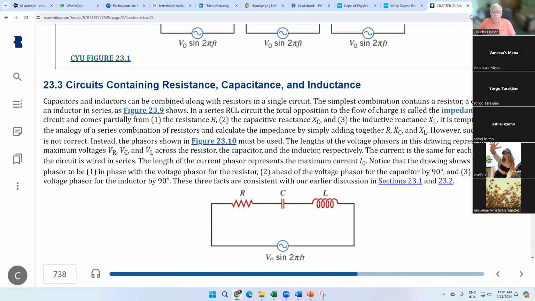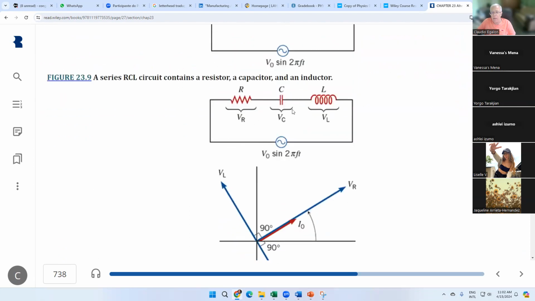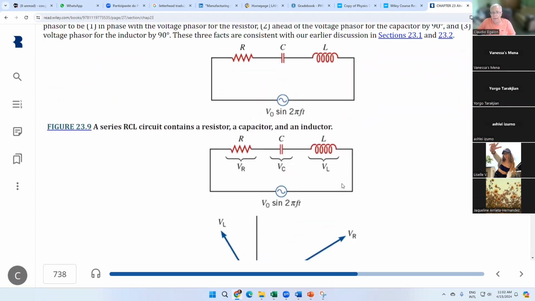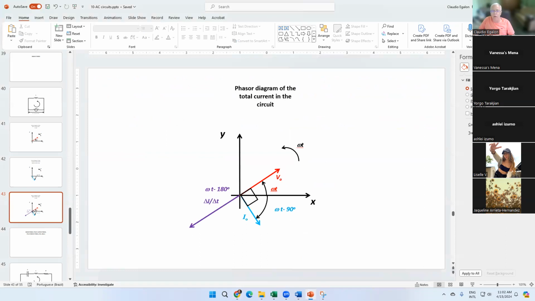RLC circuit. Circuits containing resistance, capacitance, and inductance. The book doesn't call it RLC; the book calls it RCL. Most books out there call it RLC, but this book calls it RCL. And how do we do that? That is a very important, very tricky way. Remember, I'm doing just RLC. I'm not doing RC, RL, or CL. The book doesn't do that either, so we stick to what the book is doing.